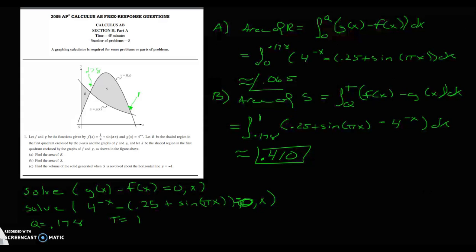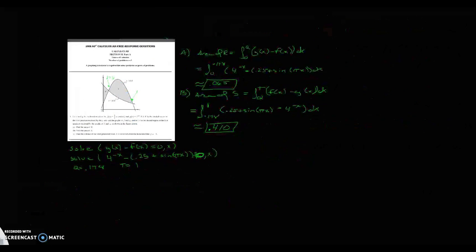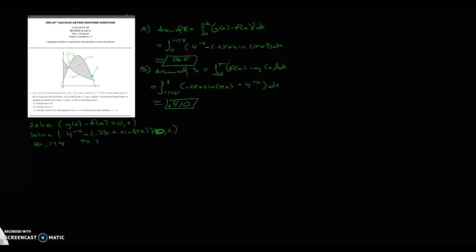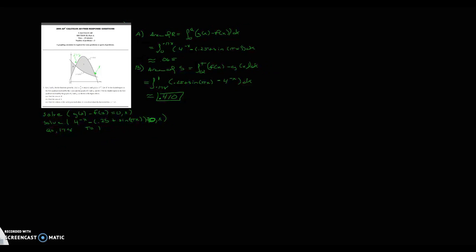Let me box this. Part C says find the volume of the solid generated when S is revolved about the horizontal line y equals -1. Let me give myself some breathing room. So we want to find the volume of S. Let me just draw it for you. This is what it kind of looks like arbitrarily. This is S, this is the x-axis, and now we want to reflect it around this red line, y equals -1.